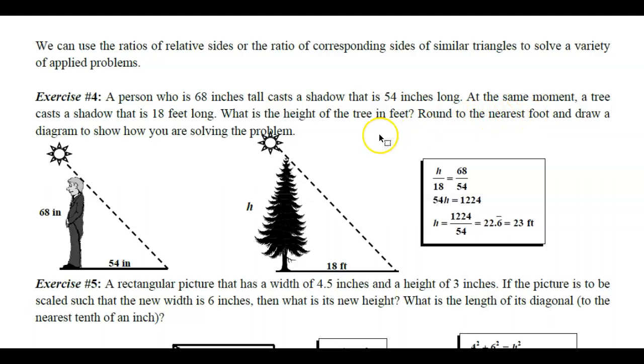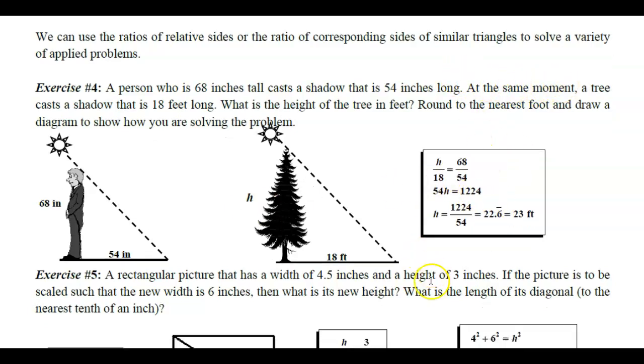Another way you could have done this is to take height over height and base over base. That would work too, but what we're trying to get into the habit of here, or at least be proficient doing, is making a ratio within the same triangle. So that's why we see 68 over 54 and h over 18. And the only reason this works in this case is because we're assuming that both the person and the tree make a right angle, and we're also assuming that the sun is making the same angle because it does say at the same moment.